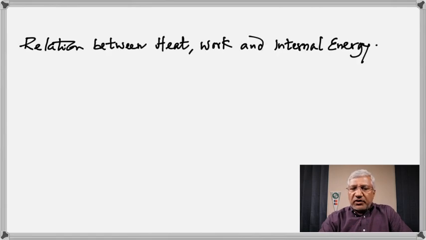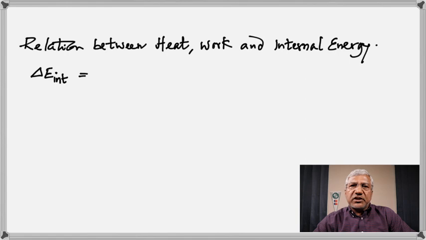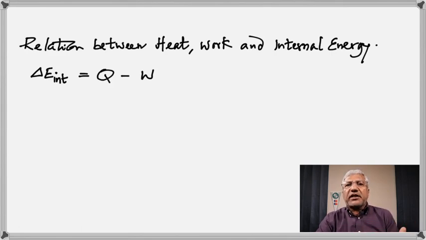And then we have the relation between heat, work, and internal energy. This is called the first law of thermodynamics. What is it? The change in internal energy is the difference between the heat entering the system and the work done by the system. Change in internal energy is the difference between Q and W. But remember, Q can be positive or negative. The same thing with the work.